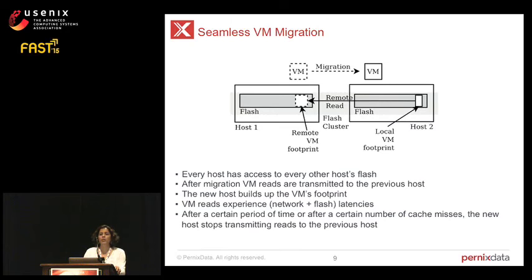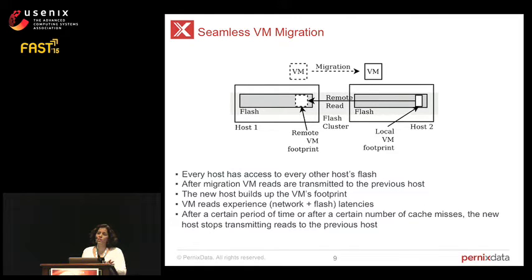So our first contribution: how FVP instruments seamless virtual machine migration. The way we do that is that every host has access to every other host's host-side flash. Also, FVP keeps state. So when a VM migrates from host 1 to host 2, host 2 knows that the previous host for that particular virtual machine was host 1. So when that VM issues a read on host 2 that causes a cache miss, host 2 retransmits that read to the previous host.